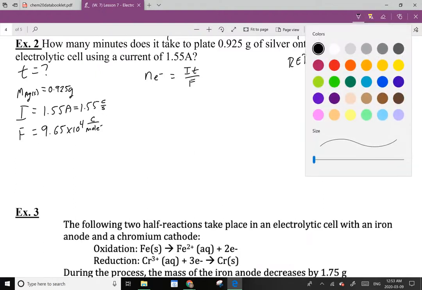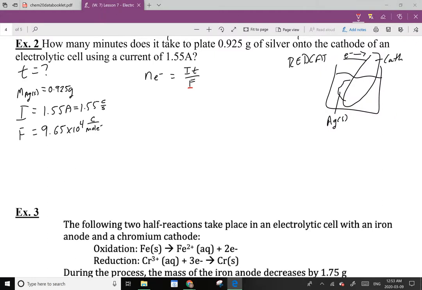Okay, so we do have Faraday's constant. So let's note the things we have in this equation. We have Faraday's constant. We have the current. We're trying to find the time. So this is our big question mark here, but we don't have this. Okay, but lucky for us, we can find that.